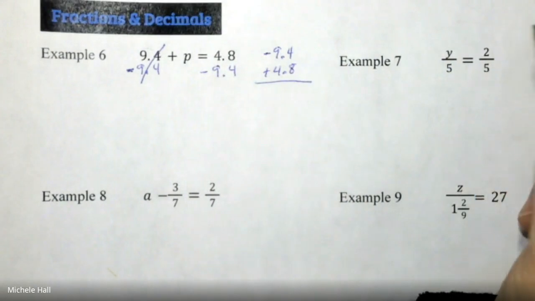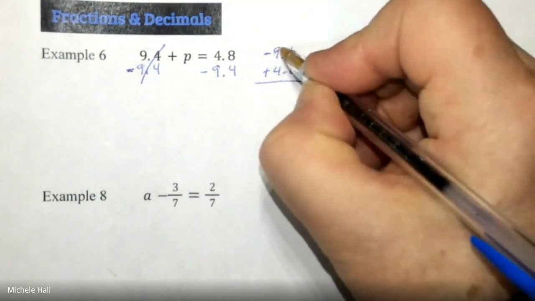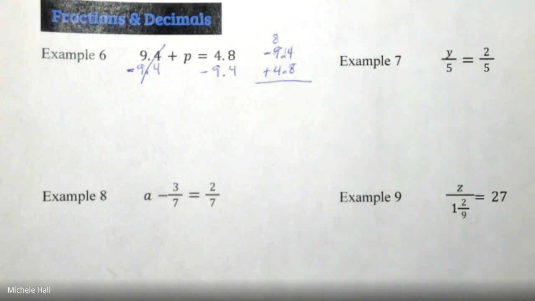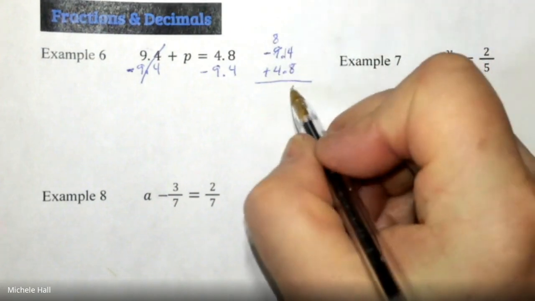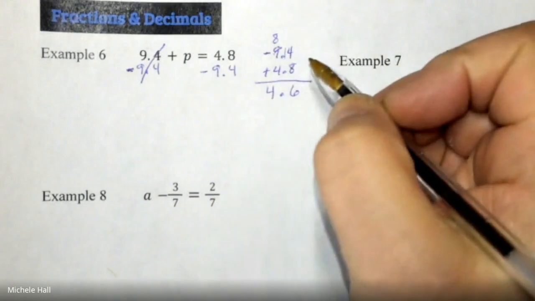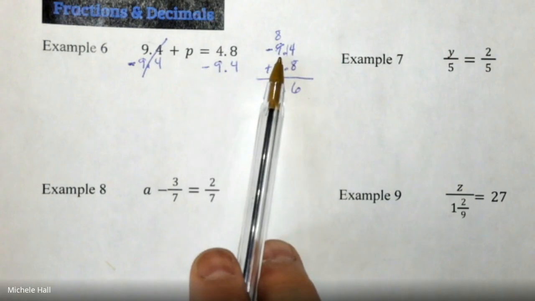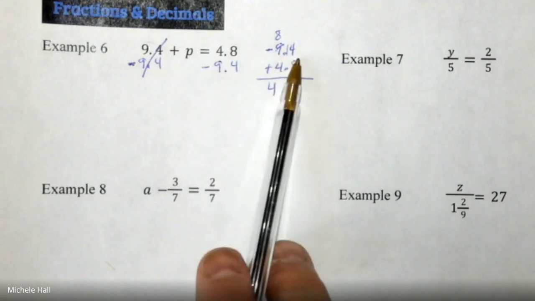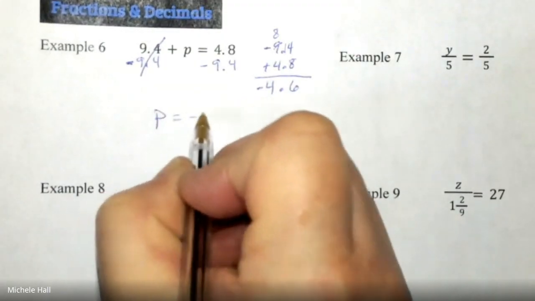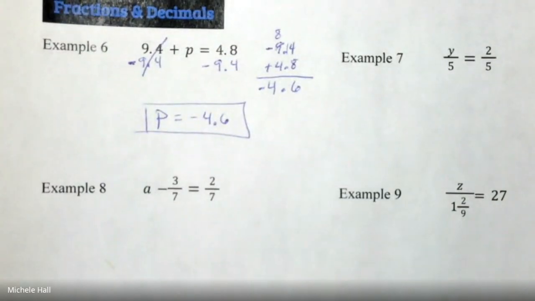These are different signs. I need to subtract them. 4 subtract 8. I cannot do that, so I'm going to borrow from the 9, and that becomes an 8. And then I'm going to add 10 to the 4, and I get 14. 14 subtracting 8 is 6. Bring down my decimal, and 8 subtract 4 is 4. When it's different signs, we subtract and then take the sign from the larger absolute value. That would be negative 9. My final answer is negative 4.6. We get that p equals negative 4 and 6 tenths.